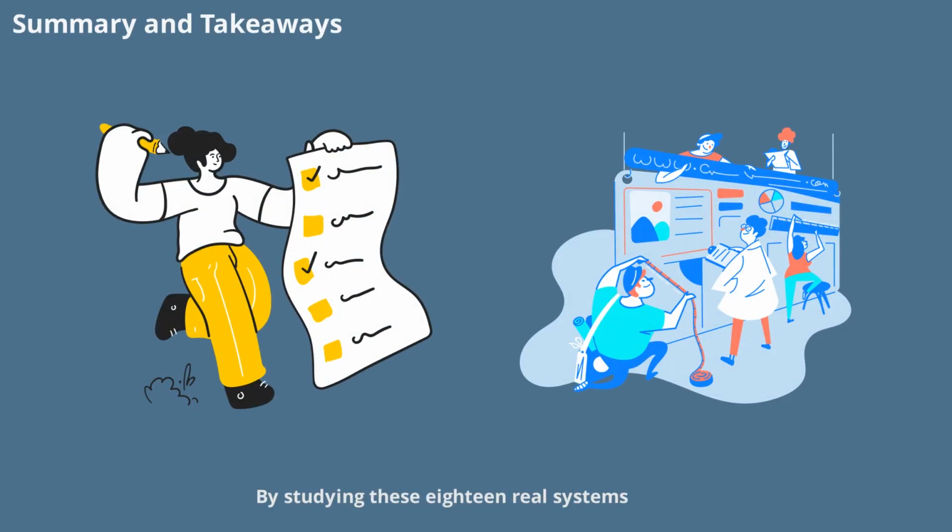Studying these 18 real systems, you'll gain a practical understanding of the challenges and solutions that define modern software engineering. From URL shorteners to microservices, caching to disaster recovery, these systems cover 90% of what you'll encounter in production.